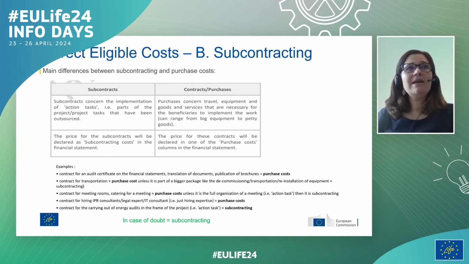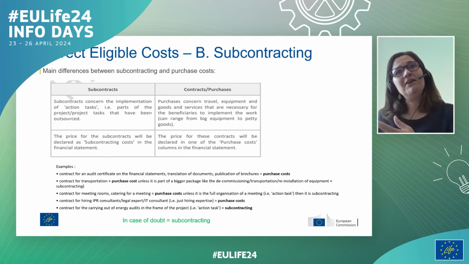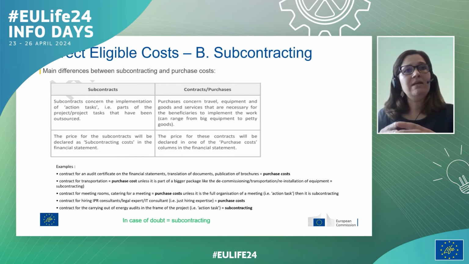So there is normally some confusion, and sometimes even we have difficulties in assessing, is this subcontracting or is this a purchase of a service, goods or works? So we give you some examples. On subcontracting, you really have subcontracts which concern action tasks. And the price for the subcontracts will be under subcontracting costs, so under section B. Examples of purchases can be travel, equipment, goods and services that are necessary for your action, but they are not an important part, an action task, of the action.